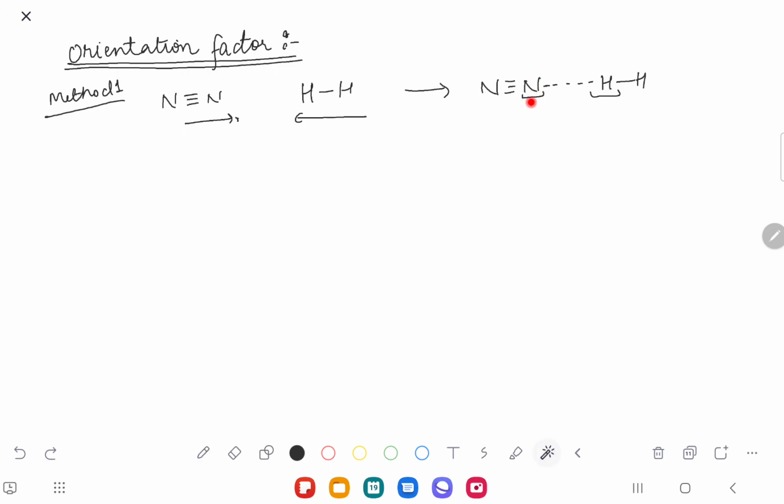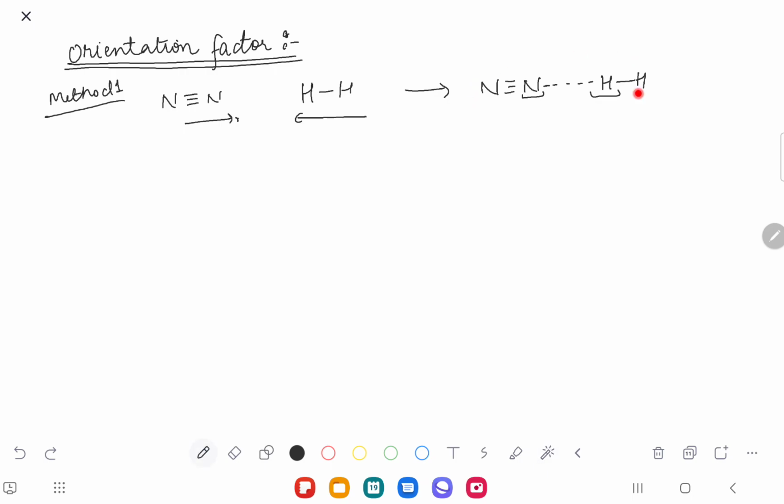This N of this entire molecule N2 will only collide with this H of this entire molecule H2. Yes or no? Yes. Then only one atom of one molecule is colliding with another atom of another molecule. So there would not be much repulsion, because only single electron clouds tend to come closer, which is why the repulsion between them would be very, very less.